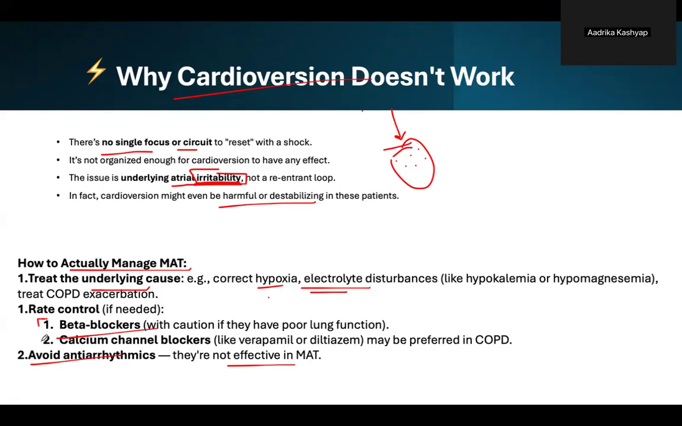So try rate control and treat the underlying cause. It's probably going to be a palliative care patient, probably end of life care, because it is seen in very old and complicated patients. But if you do get a question on this, and cardioversion or defibrillation or anything else is an option, you know that's wrong, and now you know why as well.